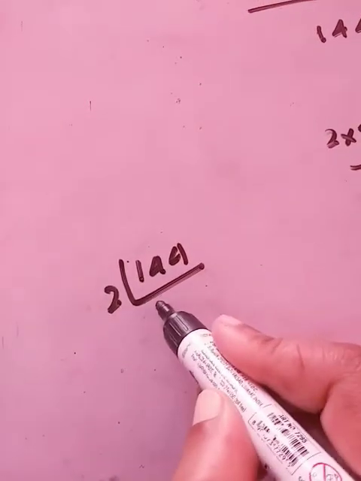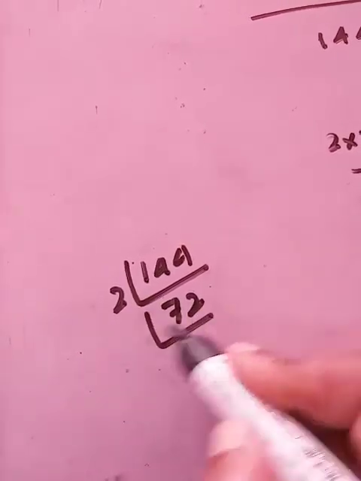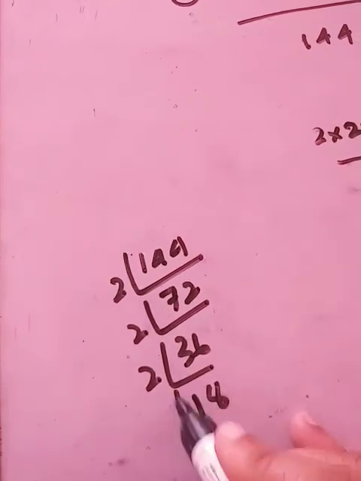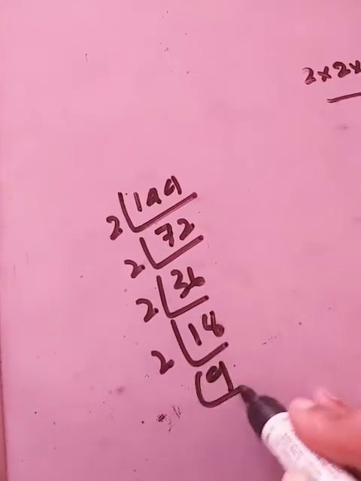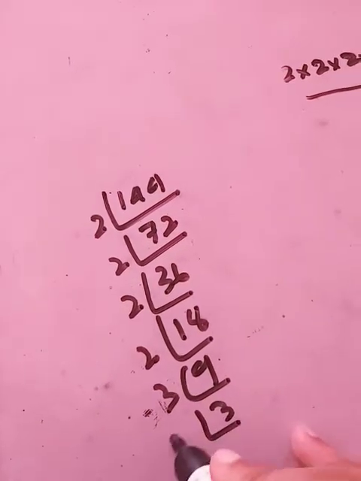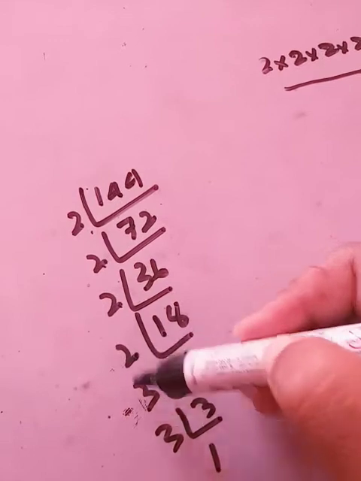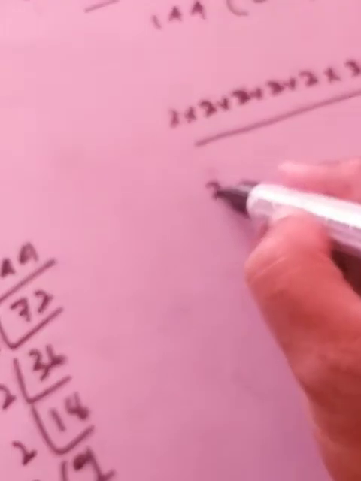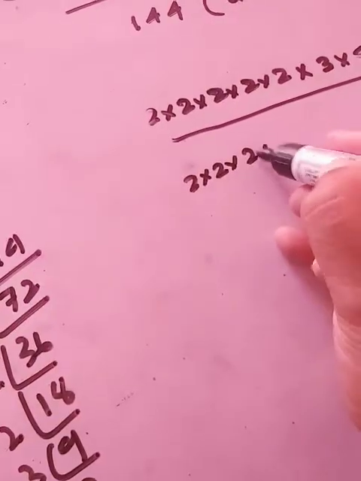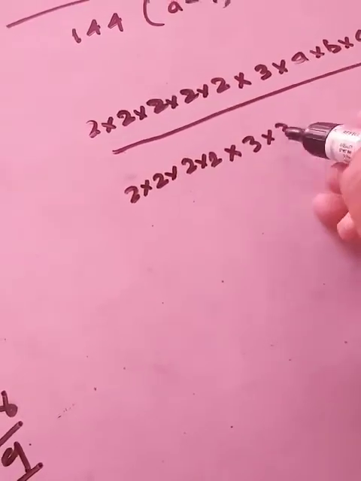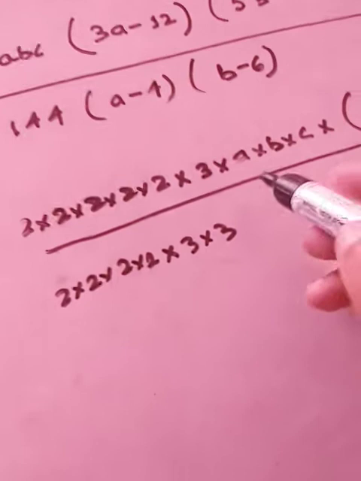In place of 144 what will we write? 2 72s are 144, 2 36s are 72, 2 18s are 36, 2 9s are 18, 3 3s are 9, 3 1s are 3. So how many 2s are there? 1, 2, 3, 4, four 2s and two 3s, 3 into 3. So we have the prime factors of 144.